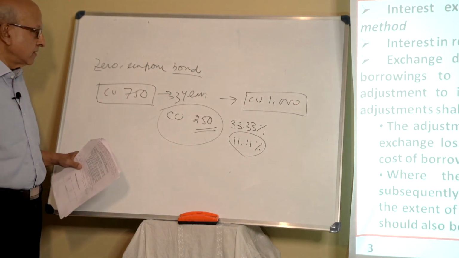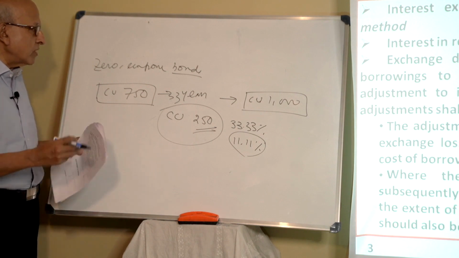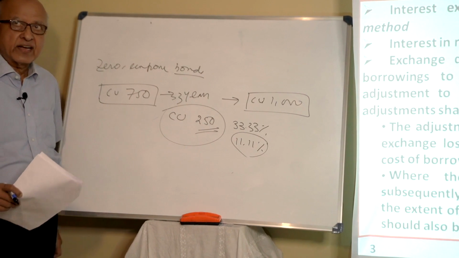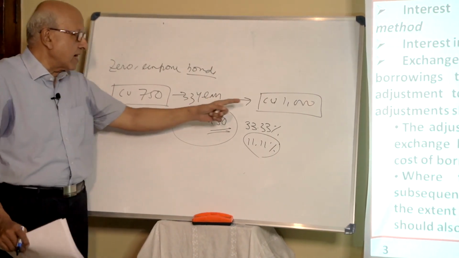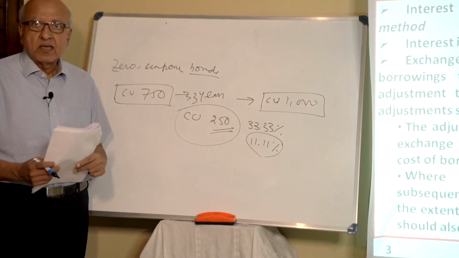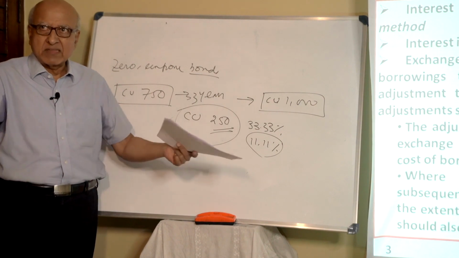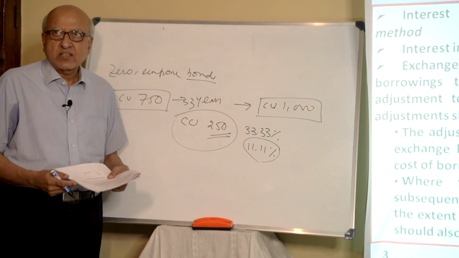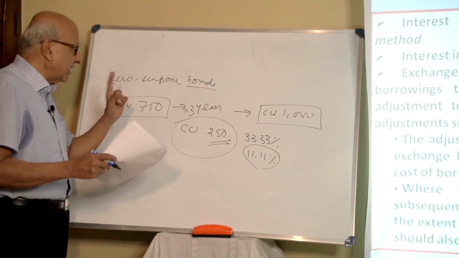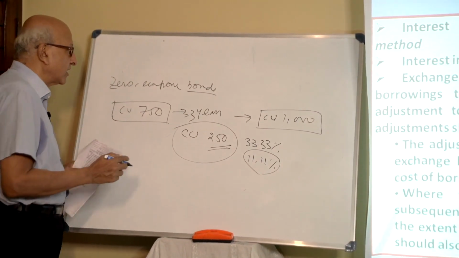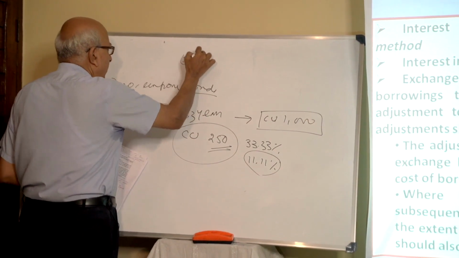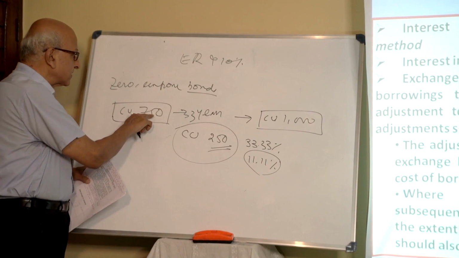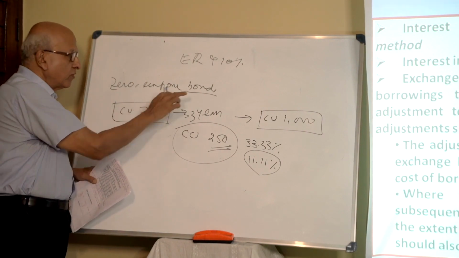But when it is cumulative, we have to find out at what rate of interest this 750 will become 1000 after 3 years. You can make out the rate by trial and error method, but nowadays if you can use Excel, in a fraction of a second you can make out that 10% is the effective rate of interest. You keep on charging 10% on this for 3 years, this will become 1000.